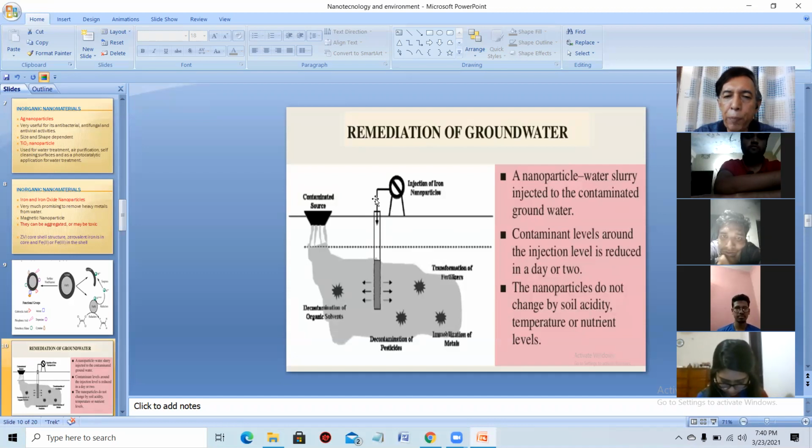By that pipe, you are entering the nanoparticle water slurry here, and the contaminant levels around the injection level are reduced in a day or two. Around this level, the contaminated molecules or the contaminated water will be cleaned by reducing the contaminants.